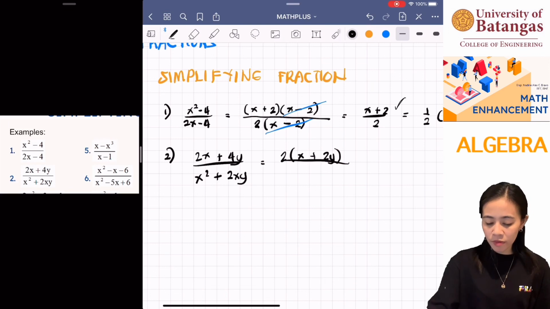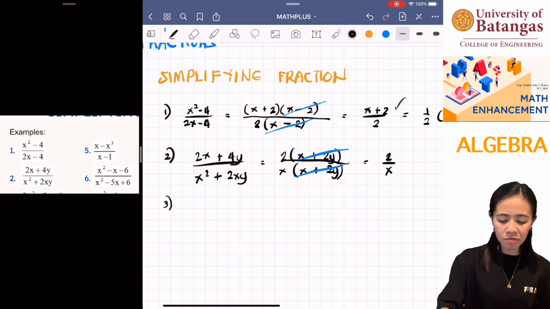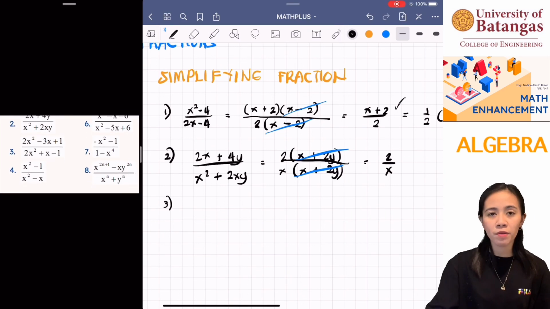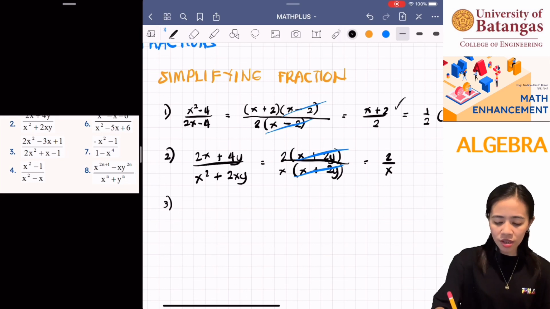Divide that by, so I have a common factor then in the denominator, which is x. And that would be x squared divide x is x plus 2xy divide x, you get 2y. So, here, we can see that x plus 2y is common, and then our final answer will be 2 over x. Okay? Let's proceed to the third example. Diba? Madali lang. If you are very, very familiar with your factoring, napakadali lang mag-simplify ng fractions. Okay? So, the next example is 2x squared minus 3x plus 1 all over 2x squared plus x minus 1.